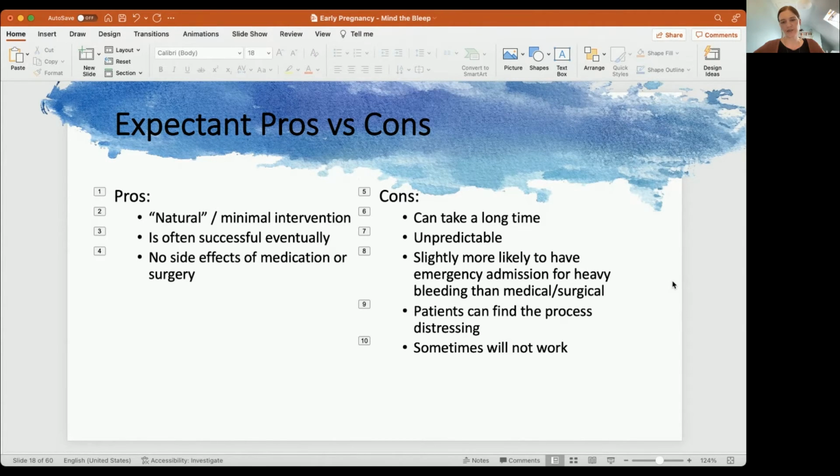Some patients can find the process of having a miscarriage very distressing, of course. This is a con compared to the surgical way of dealing with a miscarriage, basically. So some women don't want to bleed, they don't want to see anything. And sometimes expectant management will not work, and they have to have surgical or medical in the end anyway. If it goes on for a very, very long time as well, they can get infection sometimes.